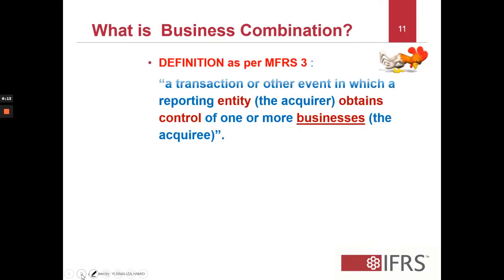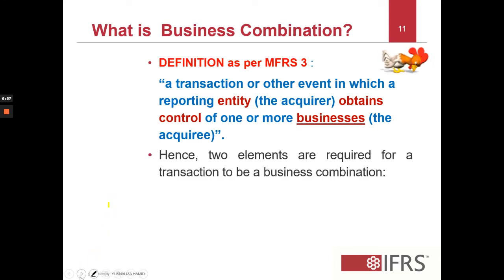So what actually is a business combination? According to MFRS 3 itself, it is a transaction or other event, and here our focus is where a reporting entity called the acquirer obtains control of one or more businesses. It can be one, it can be two, as long as it is one or more businesses. The business that is being acquired is the acquiree.